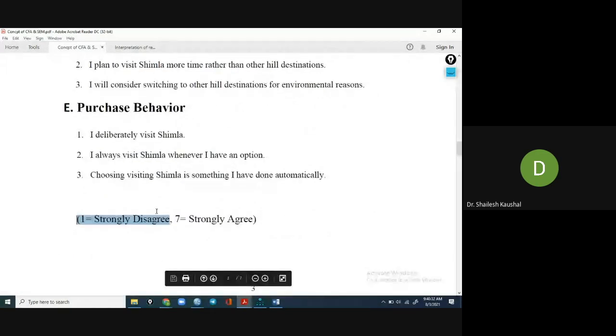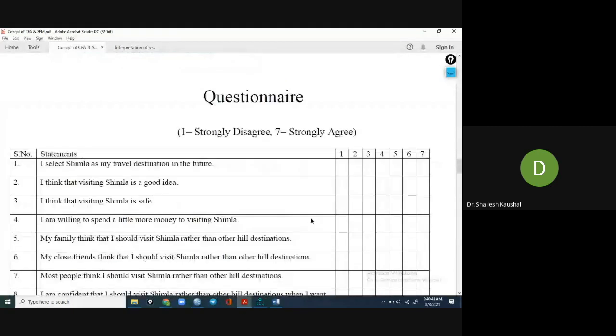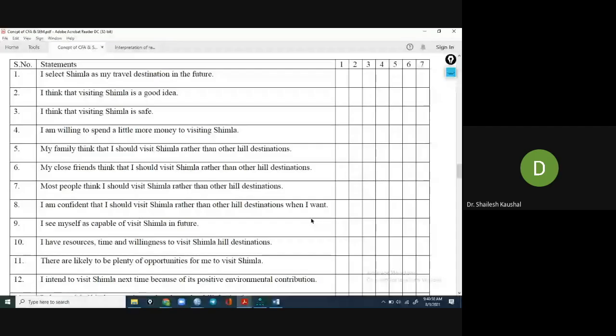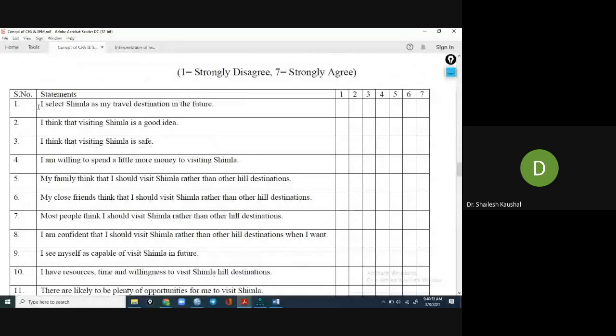We measured all these 17 questions on a strongly disagree to strongly agree 7-point scale, and this is my original questionnaire. We distribute this questionnaire to the respondents, or tourists, and they give their opinion. Like the first question, "I select Shimla as my travel destination in future." It's simply a statement.